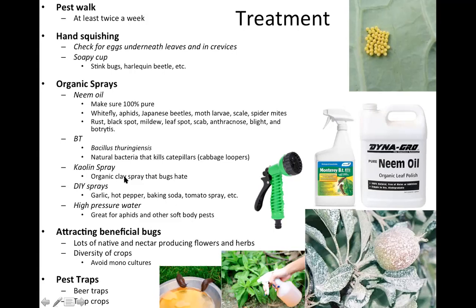Then kaolin clay, so this is what it looks like when you spray kaolin clay. This is really big on apple orchards, like organic apples, and they almost always use this because they'll spray it in the spring. They'll put out these bait testers, and when they start seeing the codling moth coming, that's the worm in the apple. We'll talk more about this in the fruit tree class.